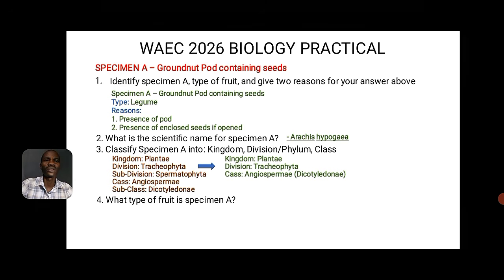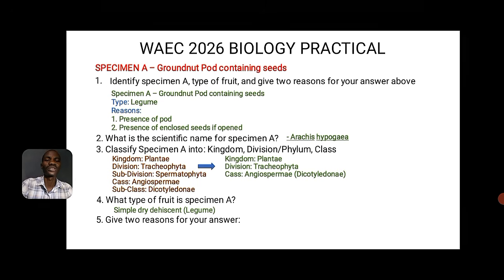The next question under specimen A might be, what type of fruit is specimen A? I've already answered that in the first question, so I'm repeating it. The reason it is a legume is that it is a simple fruit, and under simple fruit, it is a dry dehiscent, which means that it has a pod and a line of split. Because they are formed from a monocarpous ovary, they are dry dehiscent, and it is under the family of legumes.